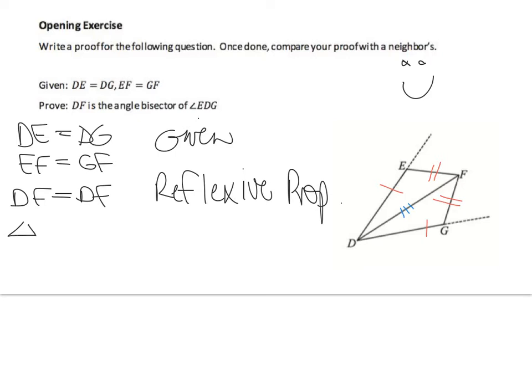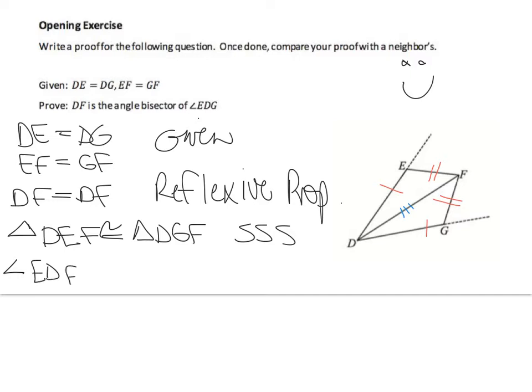Now I actually have two triangles congruent to each other. Let's do DEF is congruent to triangle, remember, you have to name them in the right order, DGF, and that is because of side, side, side. So now I can actually say those angles are congruent. Angle EDF is congruent to angle GDF, because of congruent parts of congruent triangles are congruent.